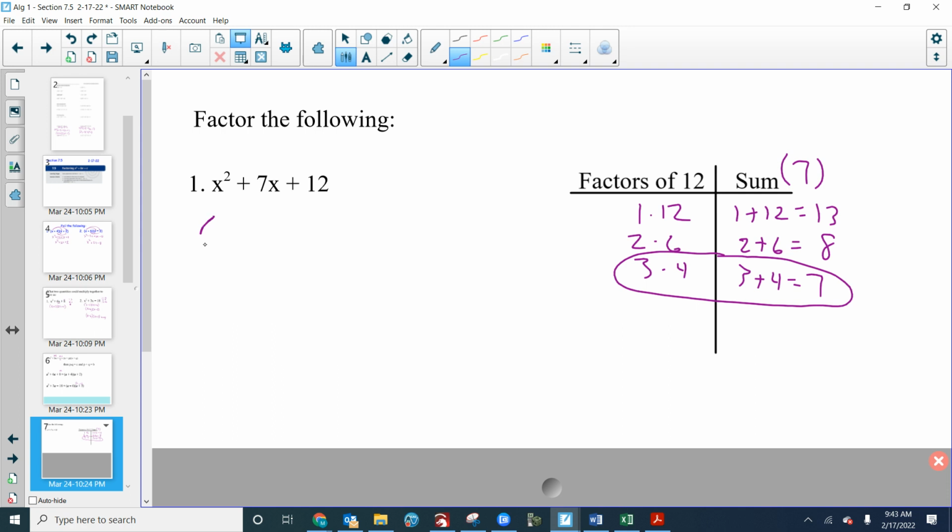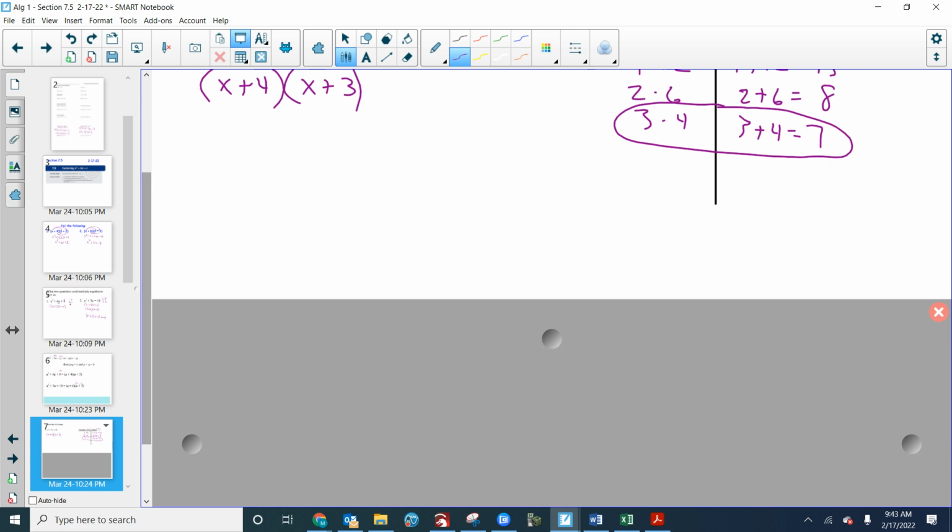What am I going to write here? What do you think, Logan? X plus 4. X plus 3. Is that right? Should the 3 be first? Or does it matter? Does not matter. Okay? All right, let's try the next one, guys.